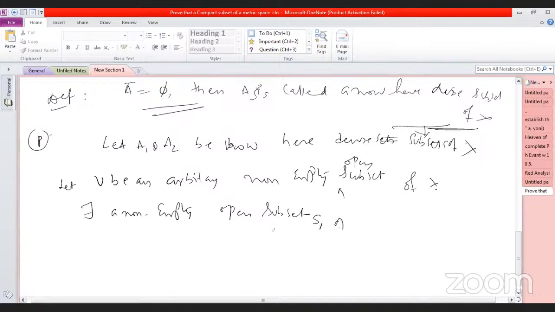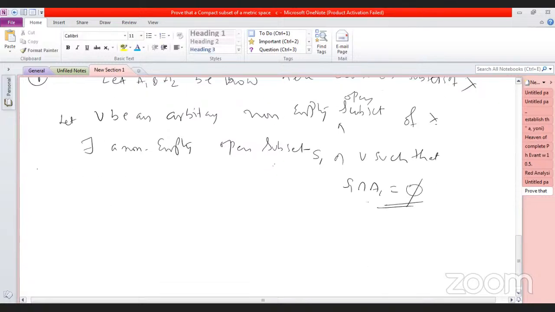S1 of V such that S1 intersection A1 is equal to... S1 intersection A1 ... when it is a non-empty open subset, S1 intersection V, then S1 intersection A1 is non-empty.